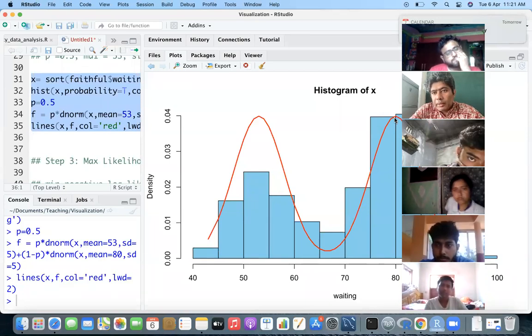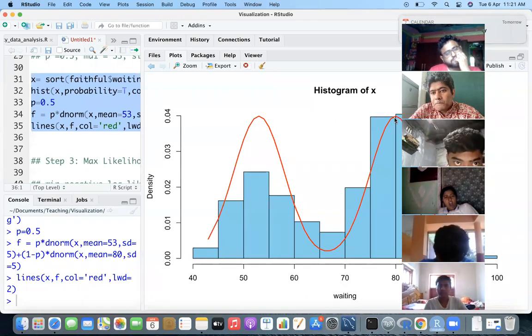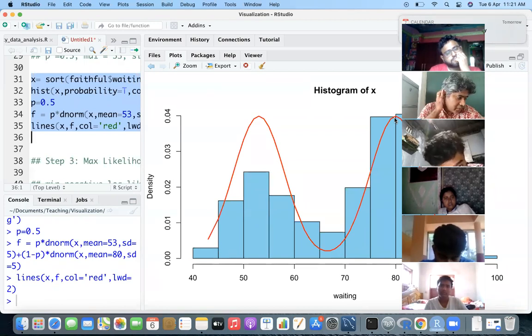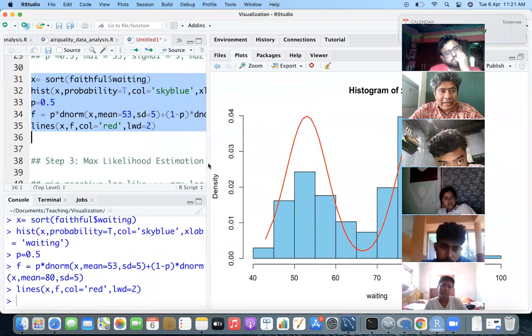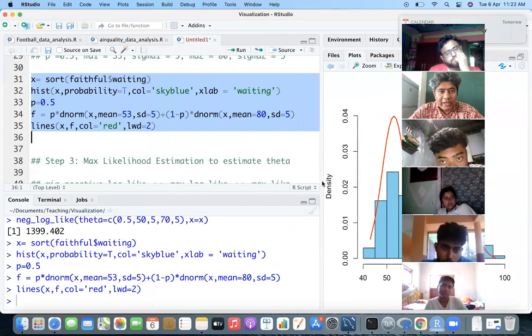Generally, when we do maximum likelihood estimation for a single mode distribution, there is only one critical point, so there is no problem. But in this case, there will be two critical points. So how are we going to decide which one to choose? Very good question. Let me explain it.